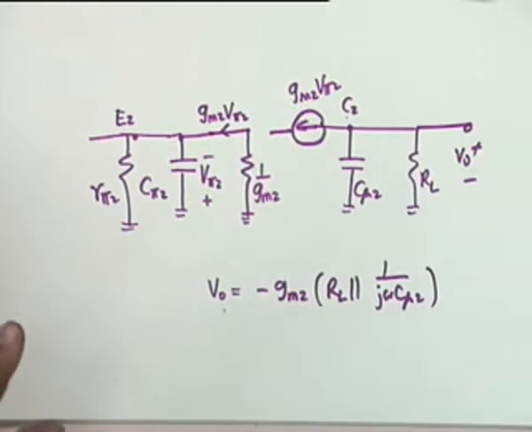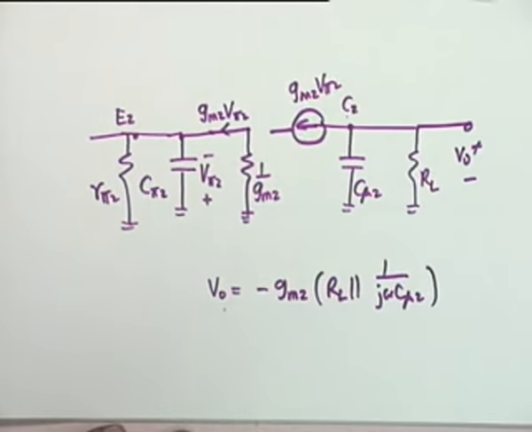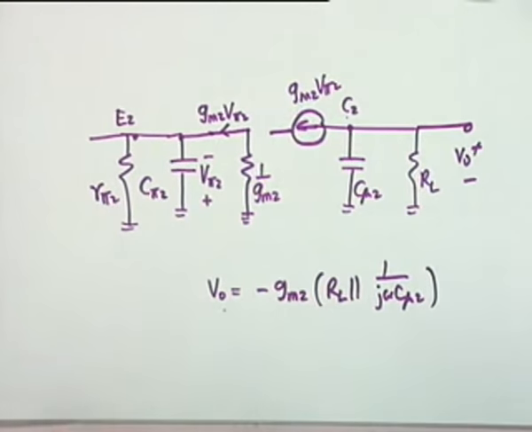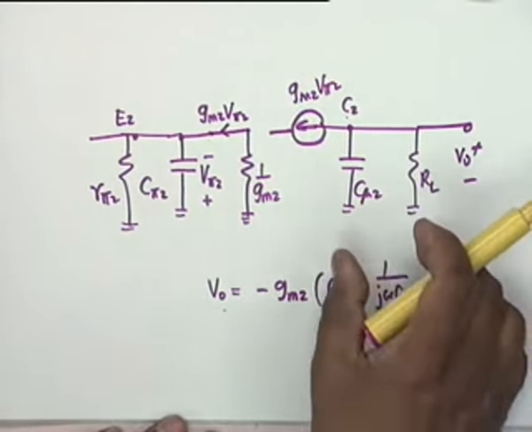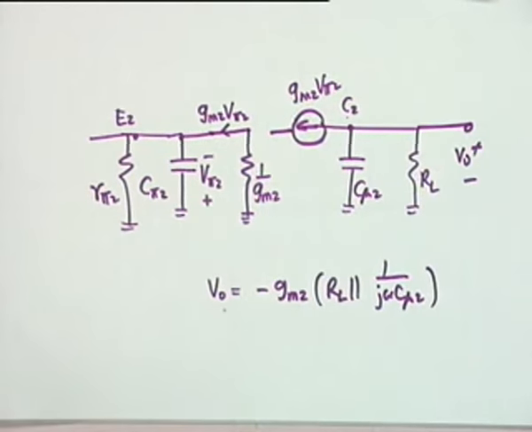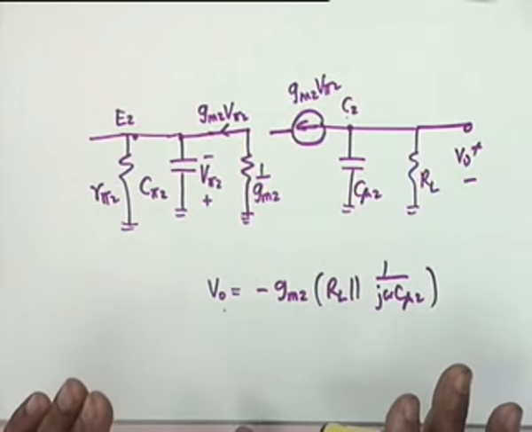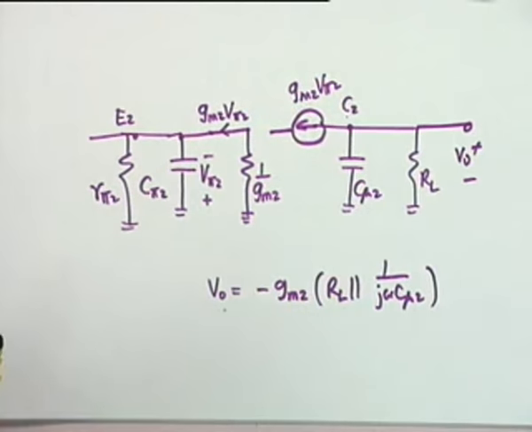And then we can forget about the output circuit. Is the point clear? The current Gm2 V pi 2 must come from the parallel combination of RL and C mu 2. Once we have taken care of this, we forget about the output circuit. Alright, this is the trick.